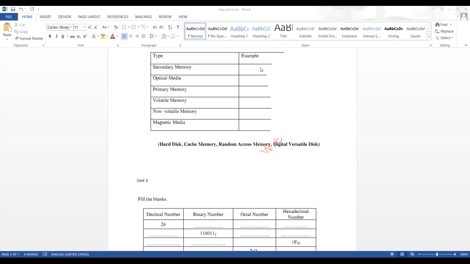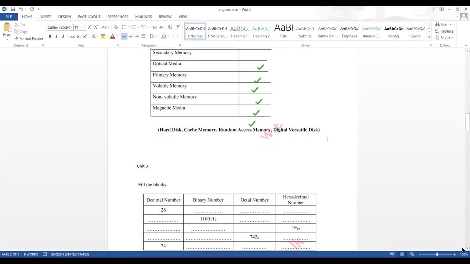Secondary memory, what you can put? Should be hard disk, optical media, DVD, that is digital versatile disk. Primary memory, random access memory you can take. Primary memory you can take, random access memory and the cache memory both. Volatile is also the same thing, you can take cache memory and random access both. Non-volatile, here you have to take hard disk, DVD, magnetic media. Right? So the same answer can be repeated.